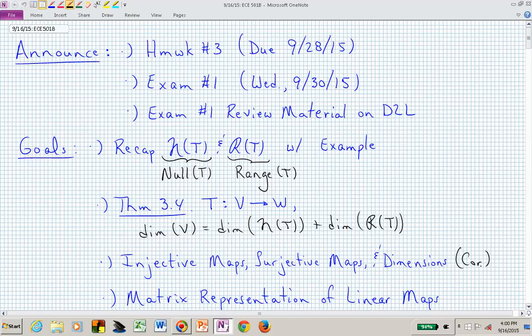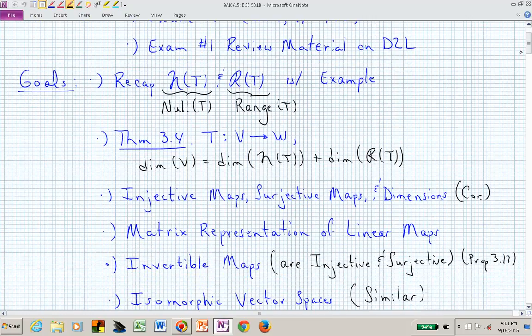We are approaching exam number 1, which is in 2 weeks. It's 2 weeks from today. It will be the 30th of September. Homework 3 is not due this Monday. It's due next Monday. You have a little more time this time, but you have more assignments for homework number 3. It's dealing with chapter 3 and some additional material. There is review material on D2L, and I hope that's clearly visible. It should be right underneath Unit 2 on the content page of D2L.